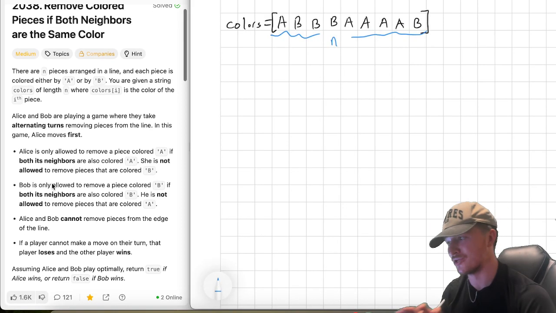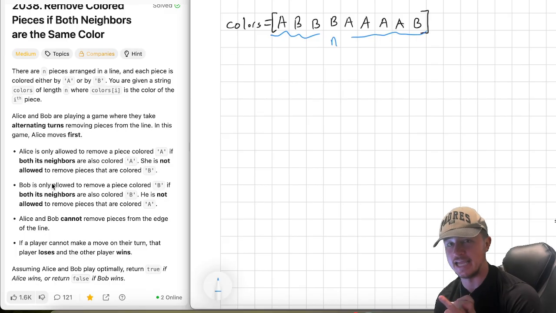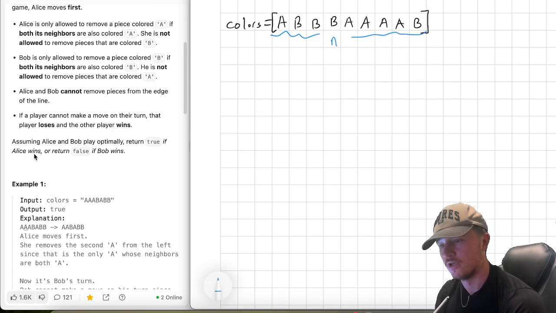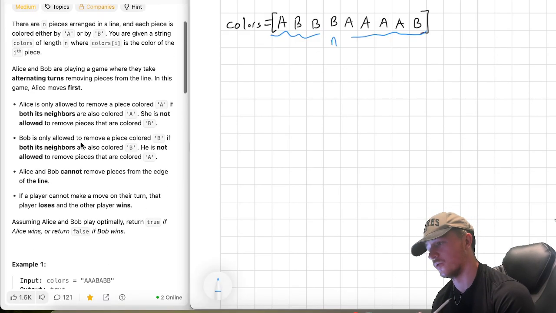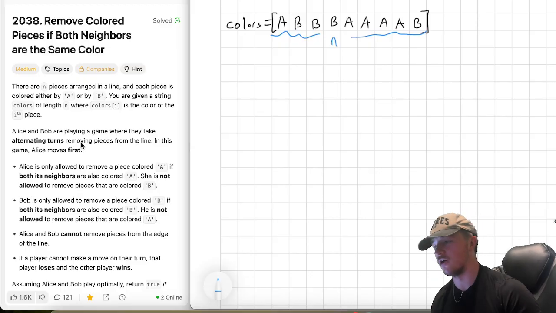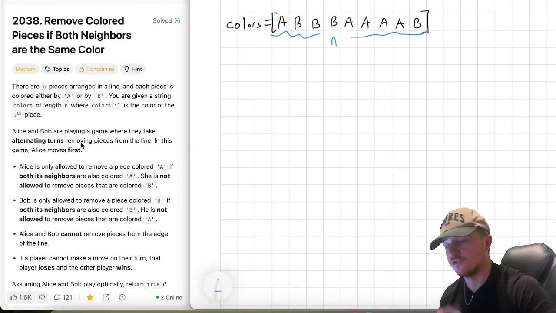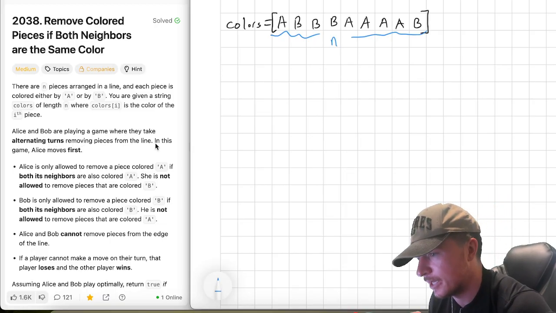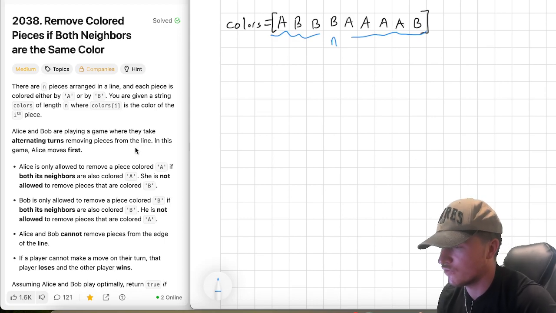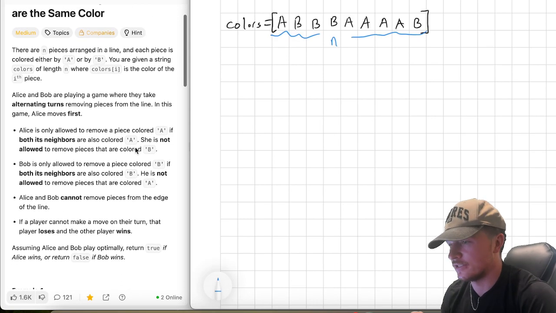And usually these problems also have, if you're familiar with this, at the end it says who's gonna win and assume they both play optimally. Assume Alice and Bob play optimally. Return who wins, true or false, depending on who wins. So this problem flow, this pattern, is super common within Leetcode. But anyways, Alice and Bob are playing a game where they take alternating turns removing pieces from the line. In this game, Alice moves first. Okay. So Alice is going to go first.